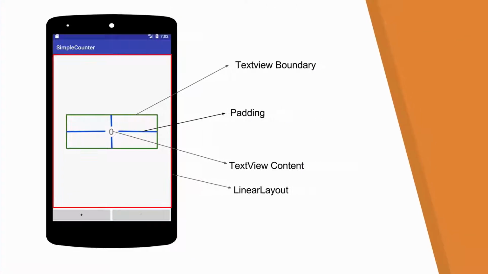The orange lines indicate the margin. When we add margin, we add space between the text view's border and the linear layout. Like the padding, Android provides top, bottom, left and right margin, which can be set to different values individually.